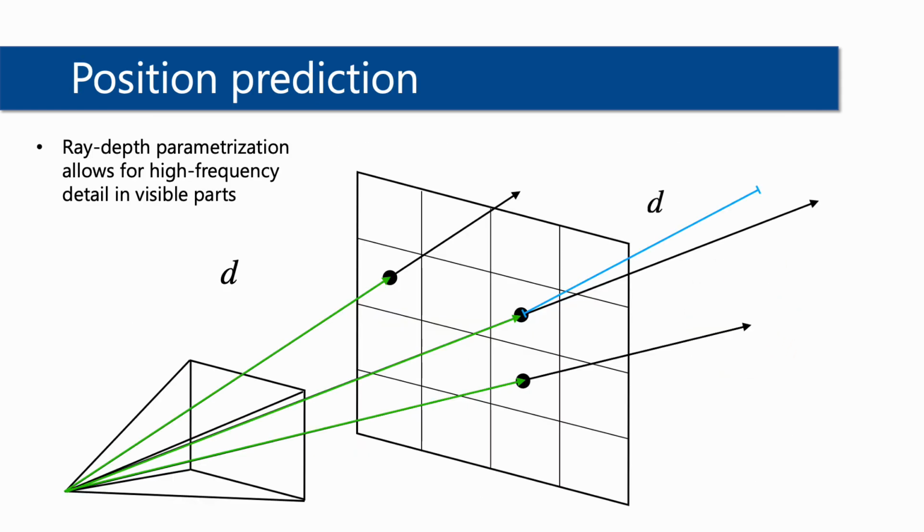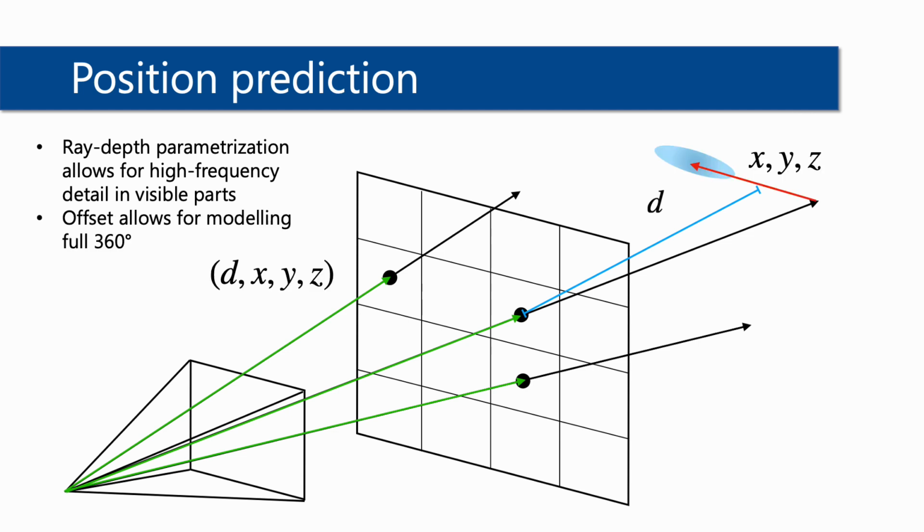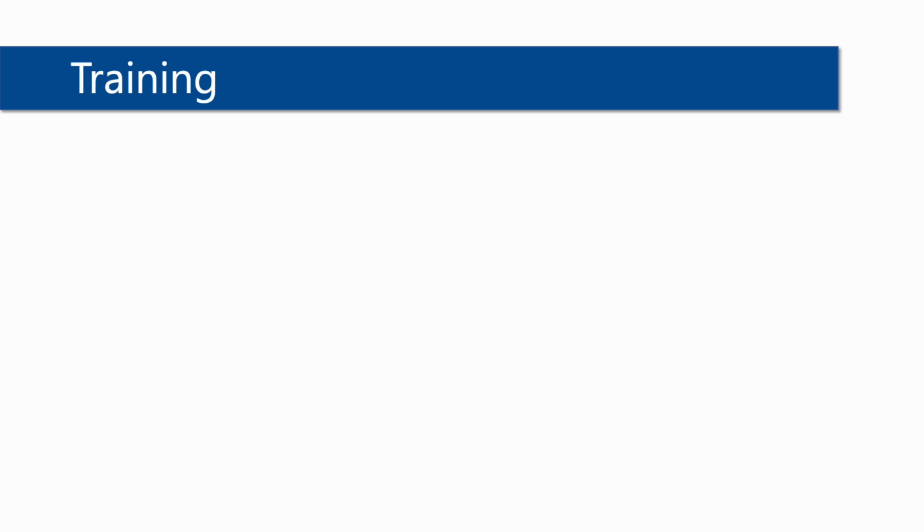Full 360-degree prediction is achieved with the parametrization of position prediction. The network predicts monocular depth for each pixel, which allows for representing high-frequency visual detail of the visible parts. In addition, the network predicts a three-dimensional offset, which allows the Gaussians to be placed at unconstrained 3D locations, including in the occluded regions of the object.